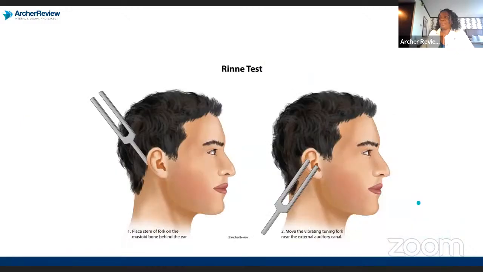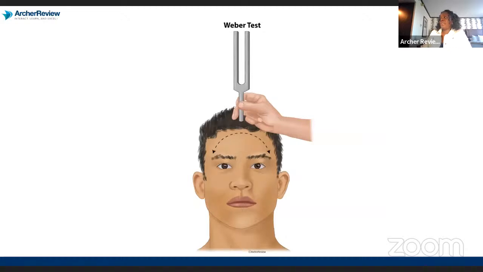Okay, let's move on. So here's a closer look at the Rinne test, where you position the tuning fork. You can see it behind the ear is touching the bone. And then when you move it to the front of the ear, right at the ear canal, that's air conduction. And then this is the Weber test, where you hit the tuning fork and you put it right on the top of the forehead and ask them, do they hear more in one ear or the other?